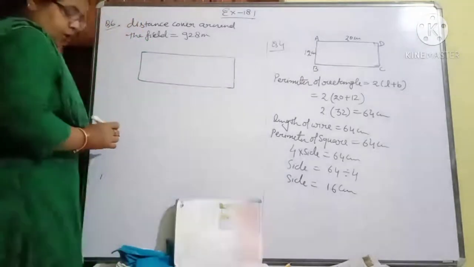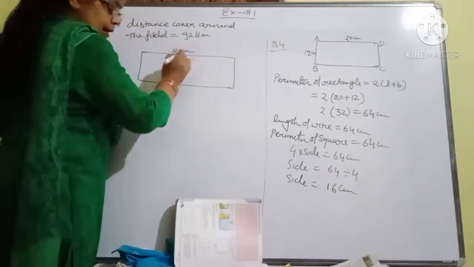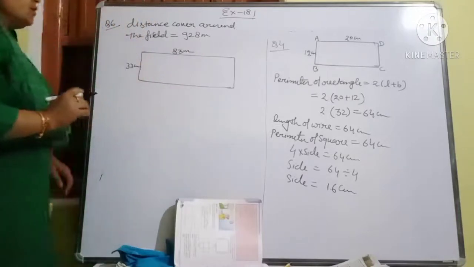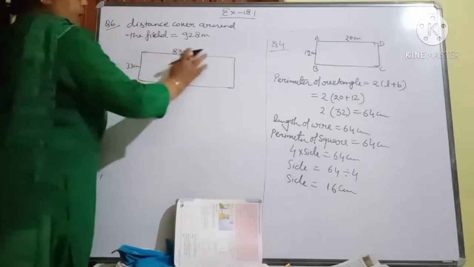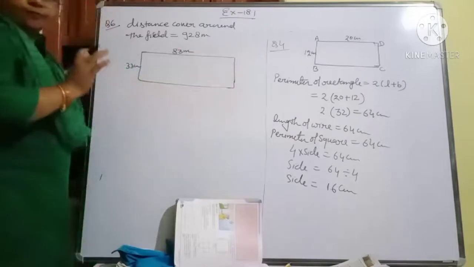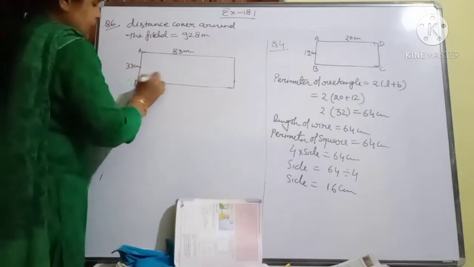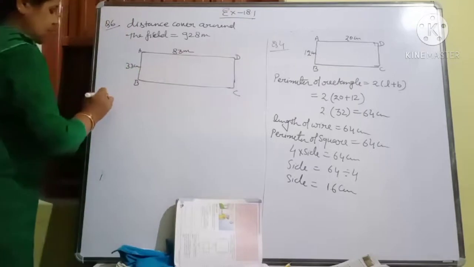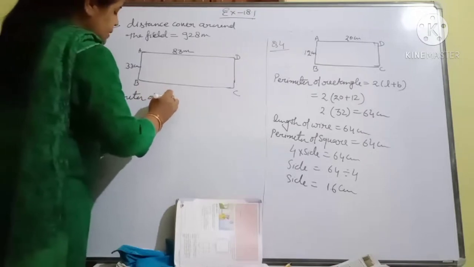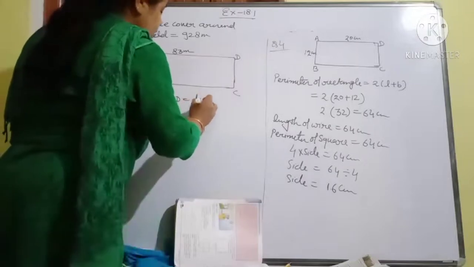Suppose it is a rectangular garden or field around which she is running. Its length is how much? The length of the field is 83 meter and the breadth is how much? 33 meter. Okay. If she goes around the boundary once, how much distance will she cover? Equal to its perimeter. Equal to its perimeter. See, how much is the perimeter of the figure ABCD coming to? Okay. Perimeter of ABCD is equal to the distance covered in one round.